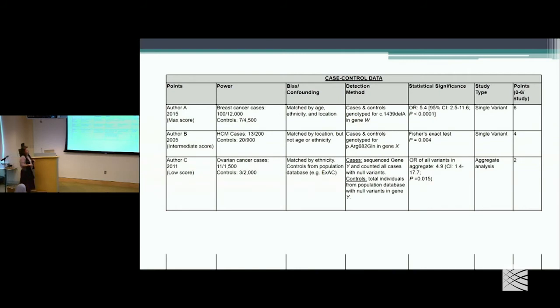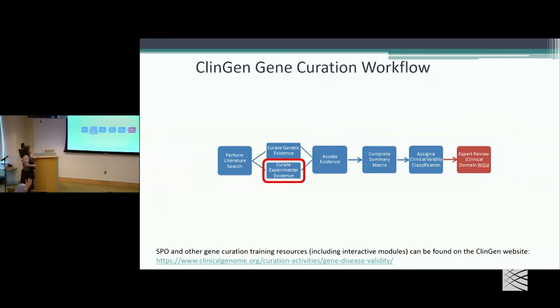So this is just an example of trying your best to look at different types of studies and the variables and try to score points. There is some subjectivity to this, and that's again why we bring experts in at the end to look at how the curators scored those particular studies and decide if they agree with the value of that scoring.